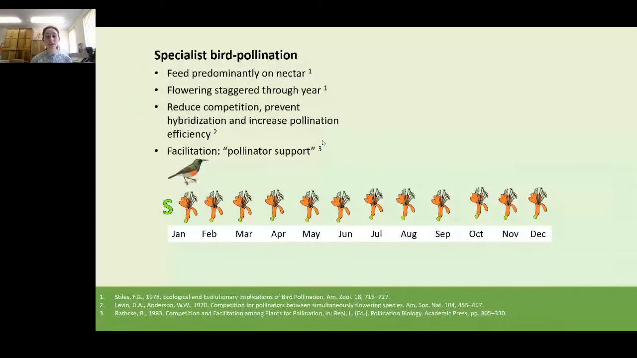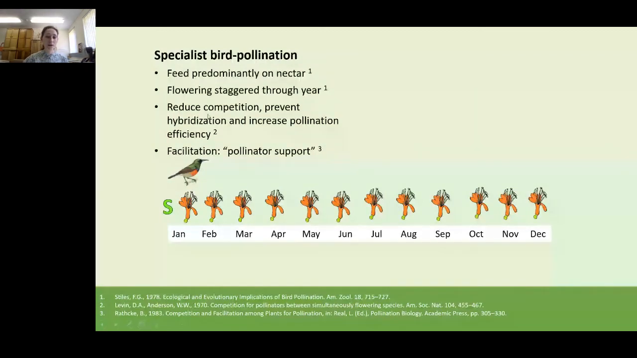So there have not been many studies done in South Africa, as I've said, comparing these two classes of bird pollination. But from the few international studies that have been conducted, the main difference between these two groups has been thought to be attributed to the different nectar requirements of generalist compared to specialist birds. Specialist birds feed predominantly on nectar, and it's a very important food source for them.